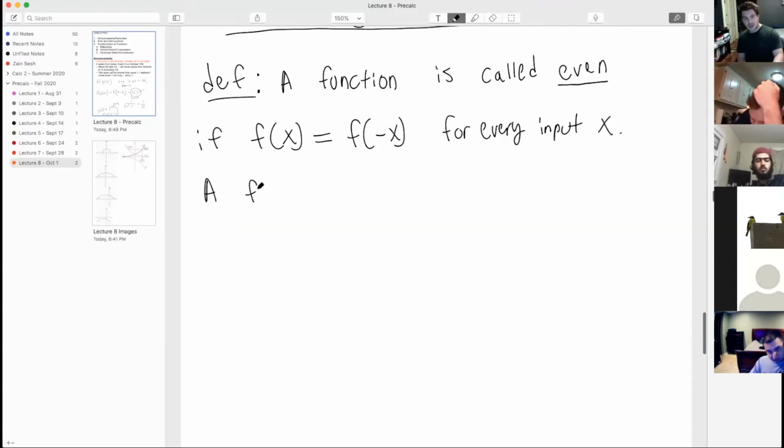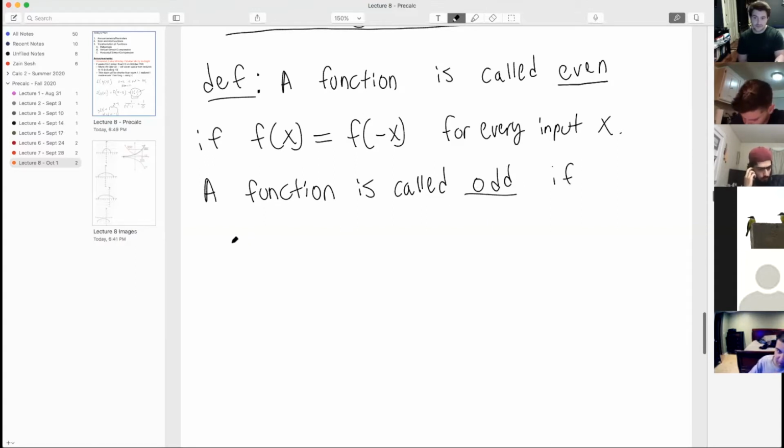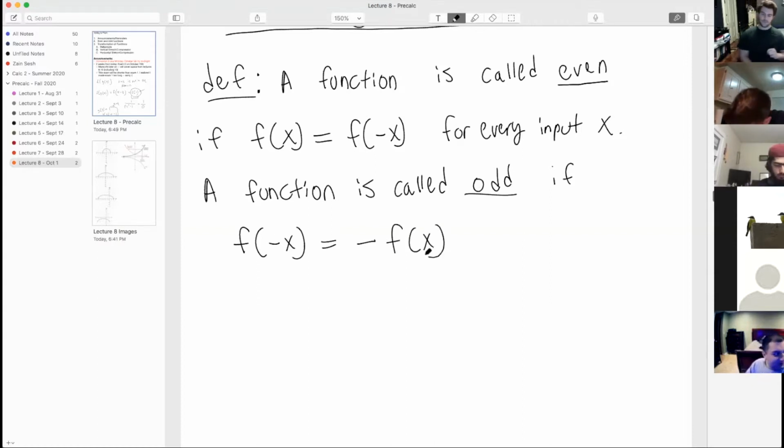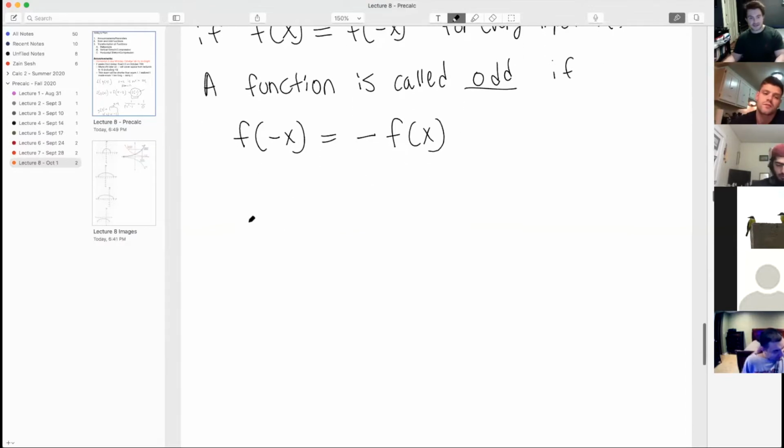How about odd? Next, a function is called odd. So I'm underlining that because that's what I'm defining. If, so this is slightly different, so just pay attention, if f of negative x is equal to minus f of x. Okay, so that minus sign gets pulled out of the input and comes out in front of the function. Okay, all right, example.